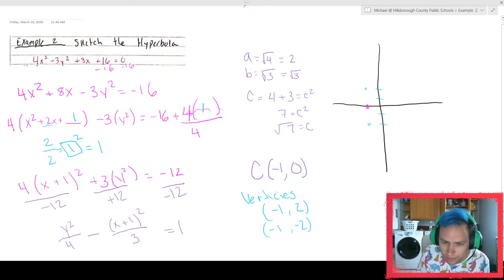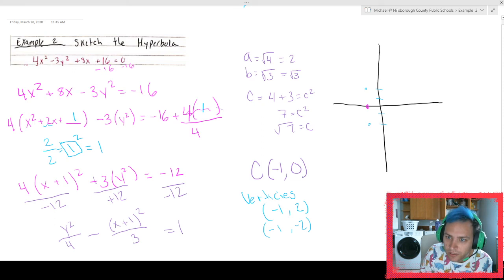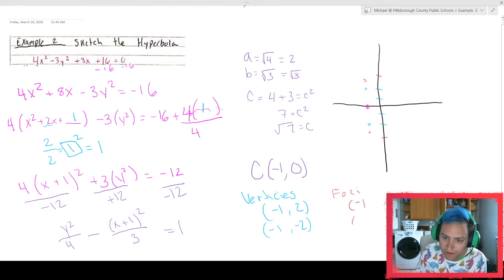The foci are a little bit tougher to get to because it's the square root of 7. We know the square root of 7 is approximately 2 point something, right? It's in between 2 and 3. So if I put my graph up to 3 and down to -3, I know my foci are somewhere in between there. So for the foci, I'm going to keep the -1s. That doesn't change. It's just that now I take a positive square root of 7 that I added to 0 and a negative square root of 7 that I added to 0. And that would be my 2 foci points.